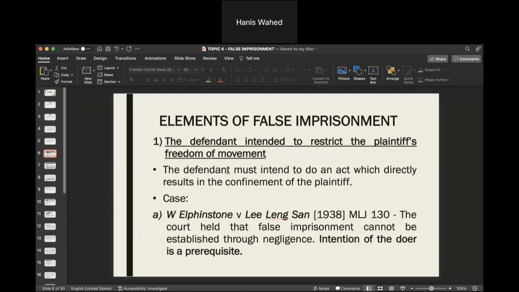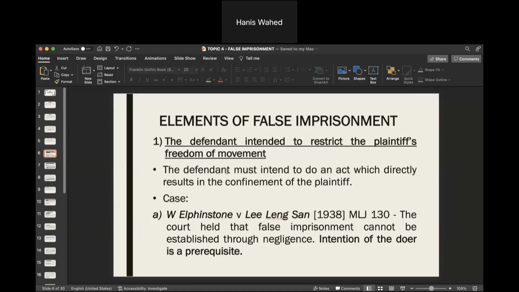So the first one is that the defendant must have intended to restrict the plaintiff's freedom of movement. This is the element of intention. In other words, the defendant must have committed the action to restrain the plaintiff intentionally.